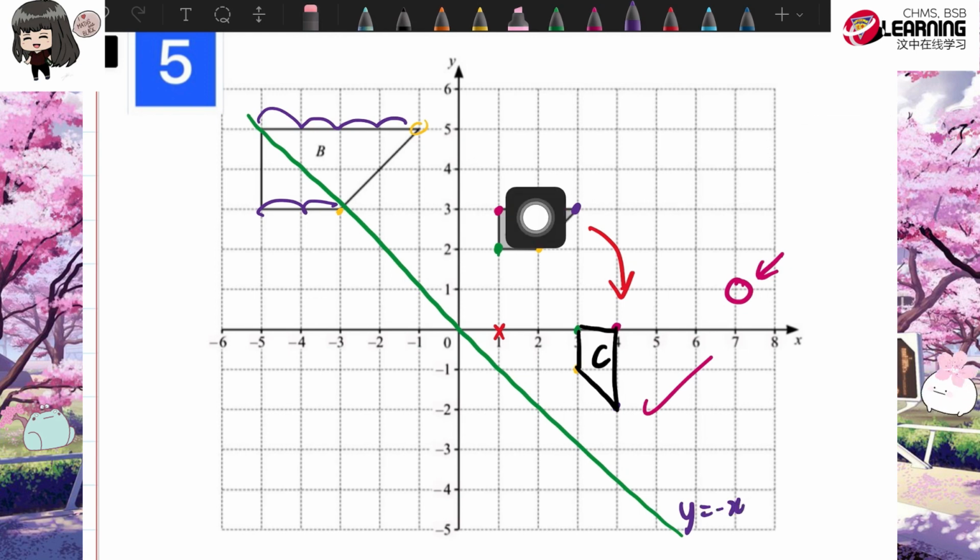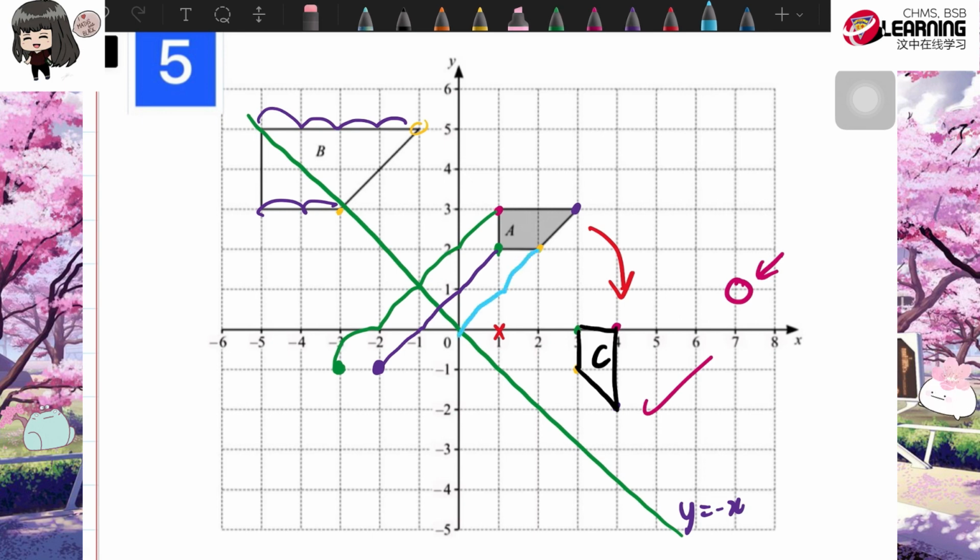You're going to reflect this shape A. So this one will go to here. This one will go to here. This will go to here, and this one will go to here. It's like a mirror. So you need to draw it out.